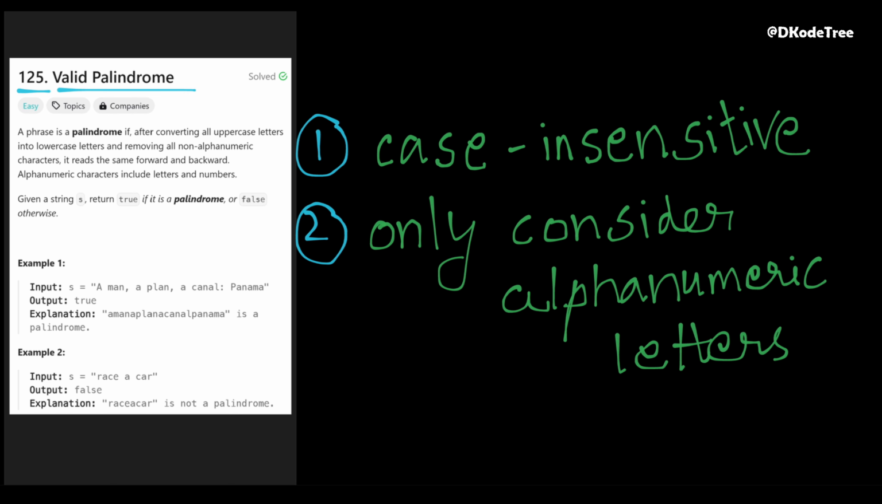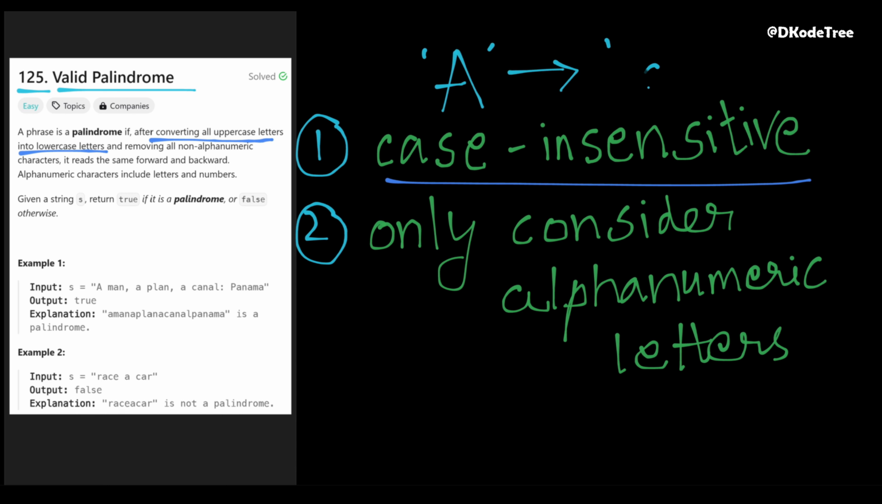But in this problem, they have mentioned two pre-processing steps before we check if our input is a palindrome or not. First, we need to convert all the uppercase letters into lowercase letters, making them case insensitive. This implies that any character that is in uppercase, we need to convert into lowercase first before comparison.